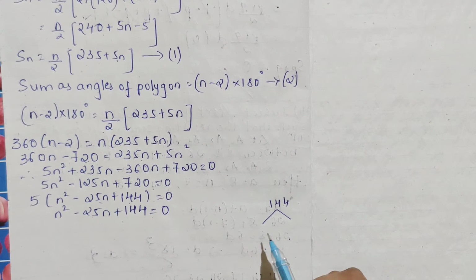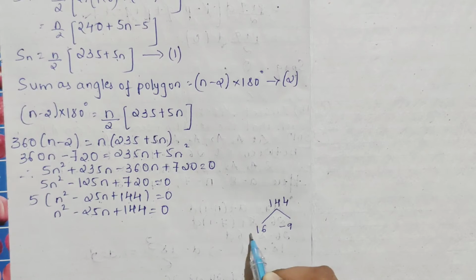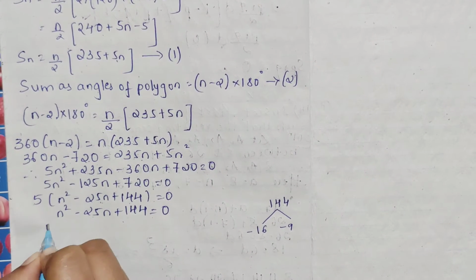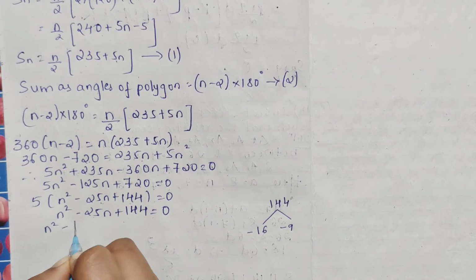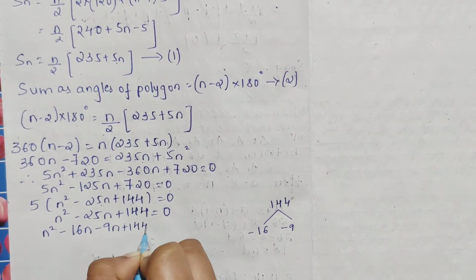So 12 though we can't. 16 and 9 we can take, and minus 16 minus 9. You'll get minus 25. So you'll get n square minus 16n minus 9n plus 144 equal to 0.